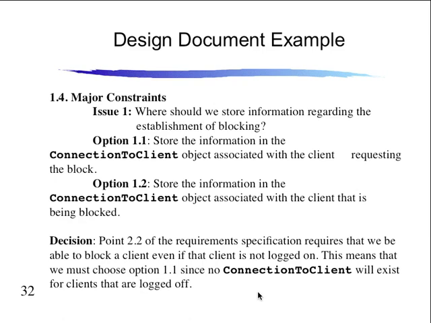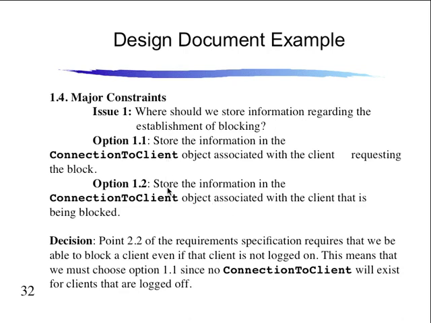And then the major constraints, one issue: where should we store the information regarding the establishment of blocking? For example, probably on the server, I would say, but store the information in the connection to client object associated with the client requesting the block. Are they going to get it from the server? Are they going to get it from another place, a text file? It gives you the options here, option 1. Option 2, store the information in the connect to client object associated with the client that is being blocked.